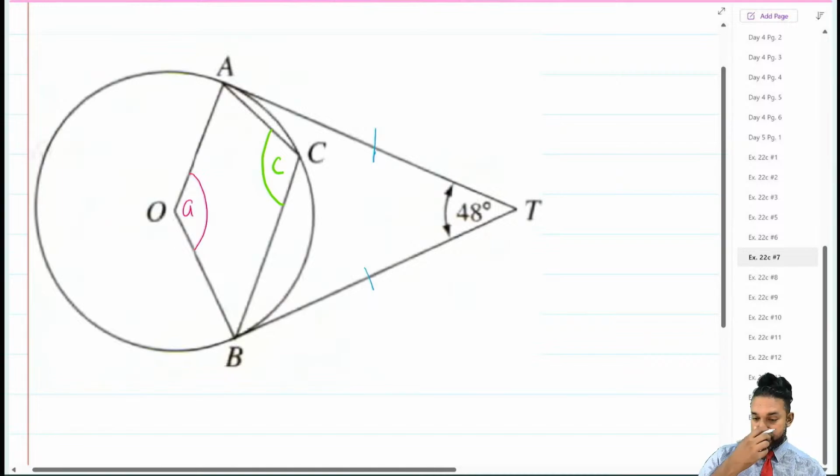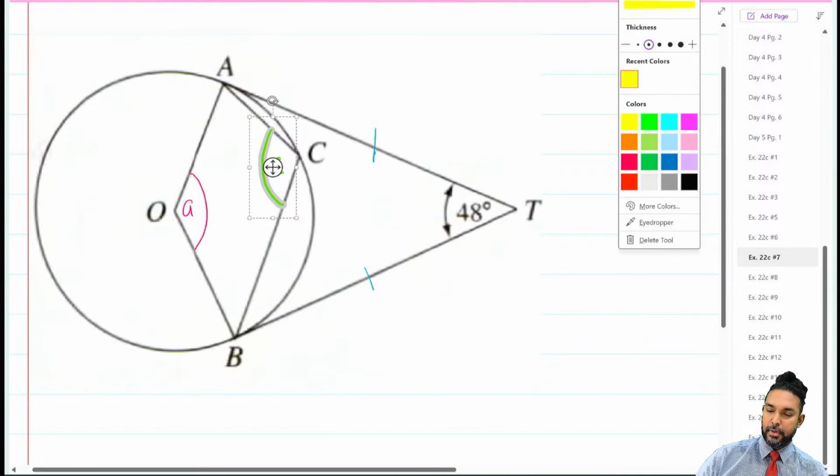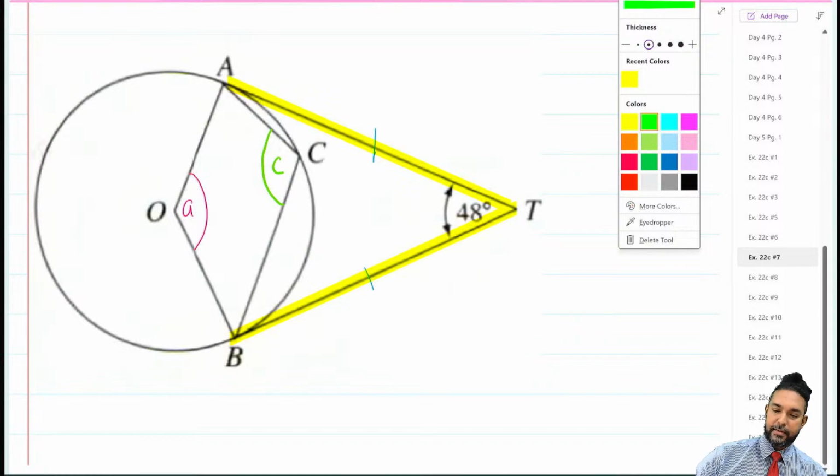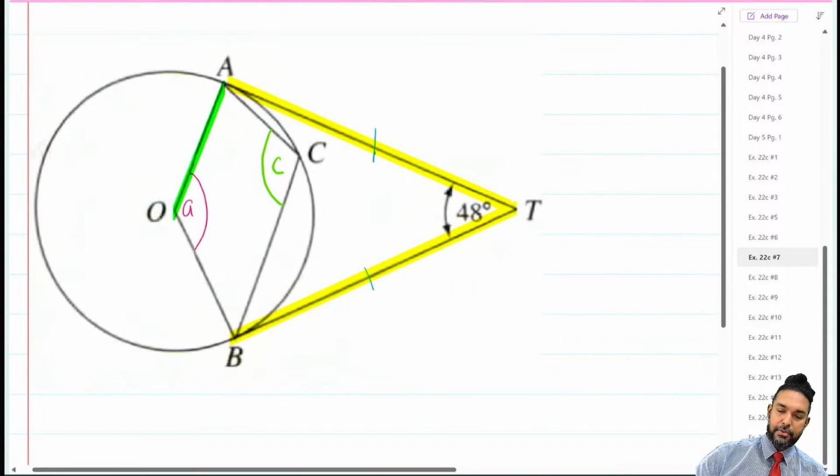Yeah, this is the first question, so you didn't miss anything. So in this question, we have one angle of 48 degrees on the outside here. We know that these two tangents are equal in length, and we also know that these two radii are equal in length.